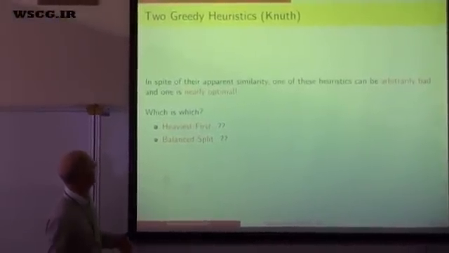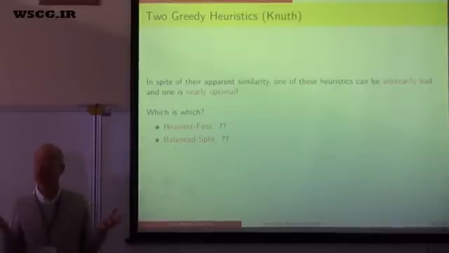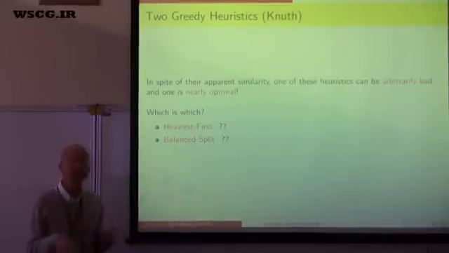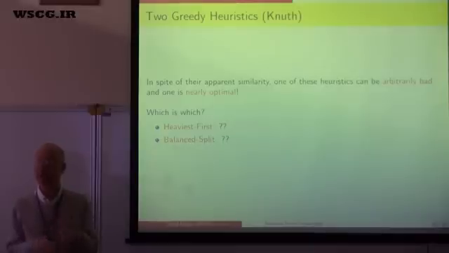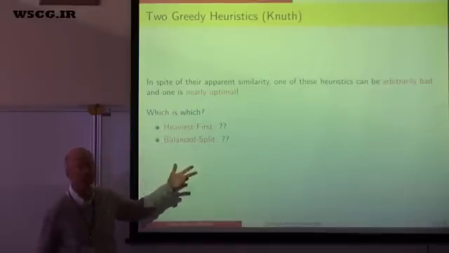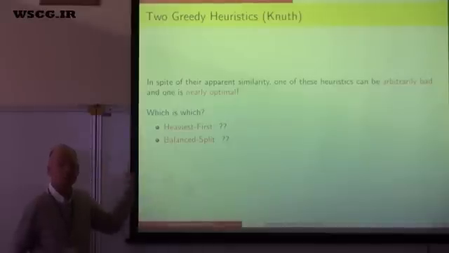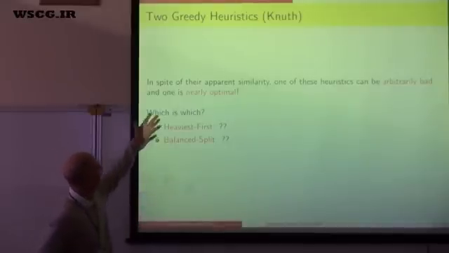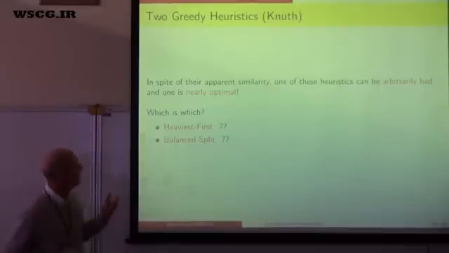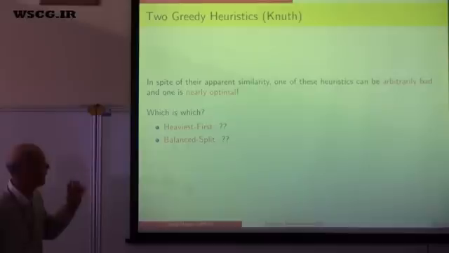In spite of that, they both seem like reasonably good ideas. My claim is that one of these ideas is actually very good, and one of these ideas is actually very bad. In particular, one of these heuristics can be arbitrarily bad. For certain distributions, it will actually produce, in some sense, the worst possible tree you could have. And the other is nearly optimal, meaning that it will be very close to the best. Not a constant factor, actually a constant additive term of the best.